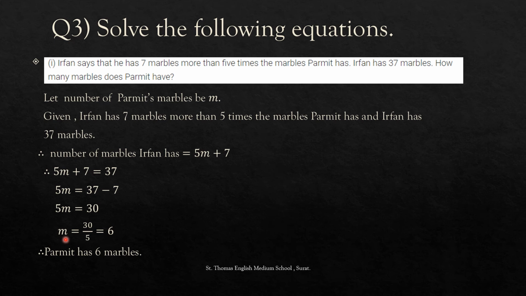Now, what is the value of M? M is equal to 30 divided by 5. 5 ones are 5 and 5 sixes are 30. You can work it out by yourself. So what is the value of M? M is equal to 6. Now what is the meaning of M? M means the number of Parmit's marbles. We can write like this: therefore, Parmit has 6 marbles.